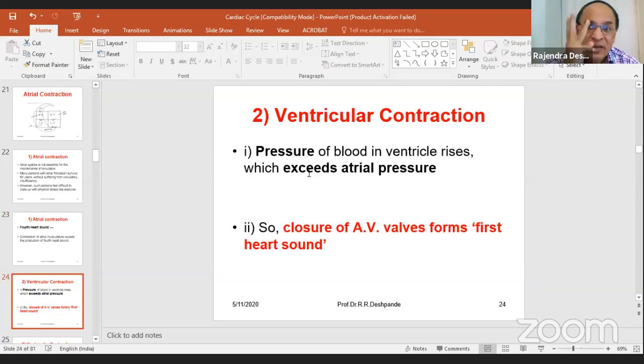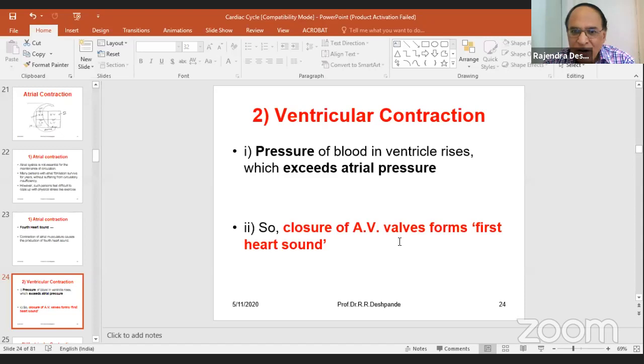How many events? Three events. The pressure of the blood in the ventricle starts rising because all the blood from the atrium has come, and that pressure in the ventricles is more than in the atrium. So all the blood is there, all the people are coming inside. So what will happen? The back doors will be closed. The atrioventricular valves close. Now the ventricles are saying, I am full, don't send any blood back to the atrium. And so the ventricle closes the doors.